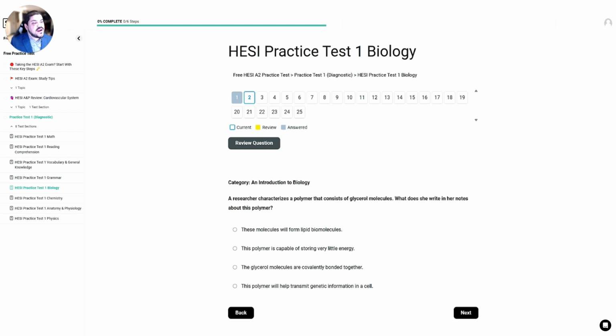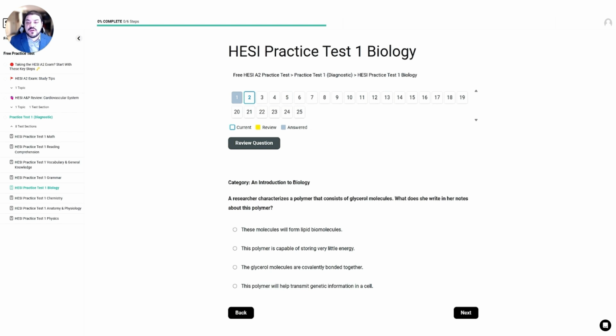A researcher characterizes a polymer that consists of glycerol molecules. What does she write in her notes about this polymer? A, these molecules will form lipid biomolecules. B, this lipid is capable of storing very little energy. C, the glycerol molecules are covalently bonded together. D, this polymer will help transmit genetic information in a cell. Those are a couple mouthfuls, but think about it for a couple seconds. And if you said C, you are correct.